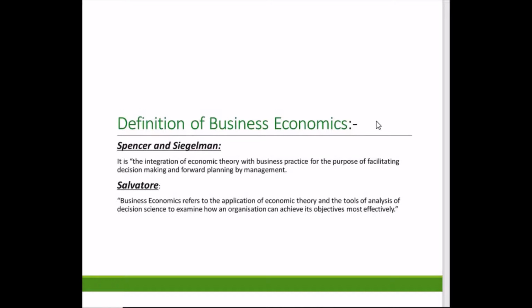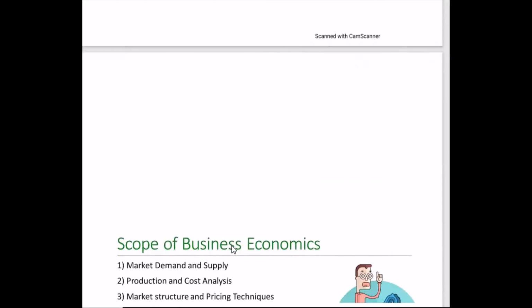Business economics refers to the application of economic theory and tools of analysis of decision science to examine how an organization can achieve its objectives most effectively. So it says that economic theory and tools of analysis of decision science are used to examine how the organization can achieve its objectives most effectively, that is, how our decision making helps our organization achieve its objectives.